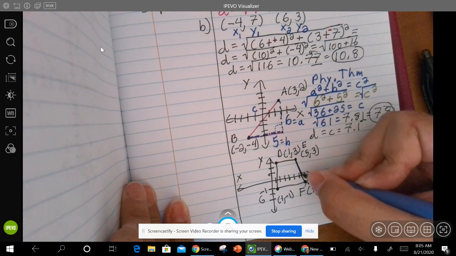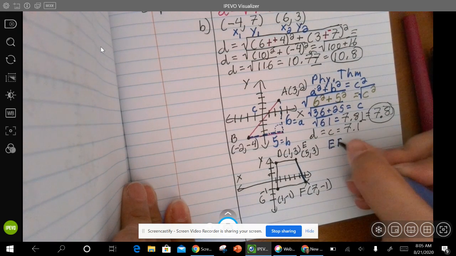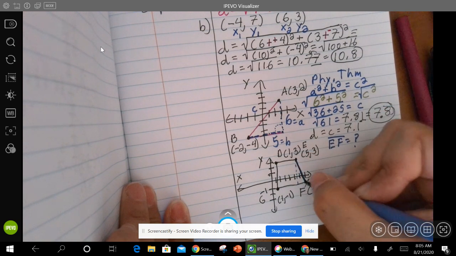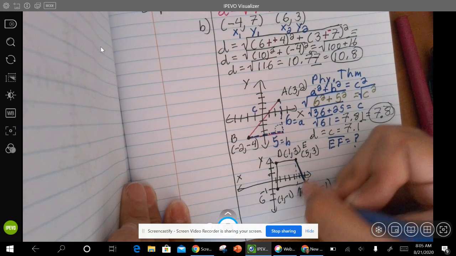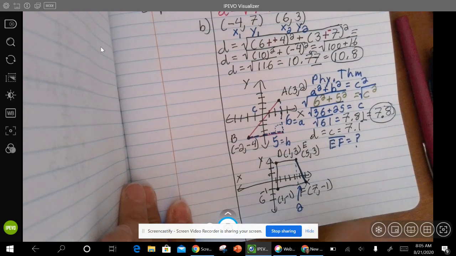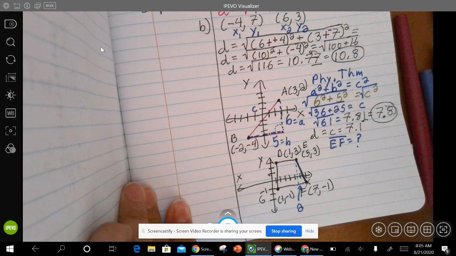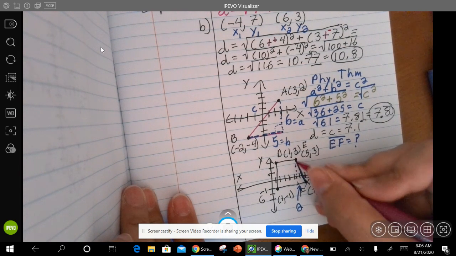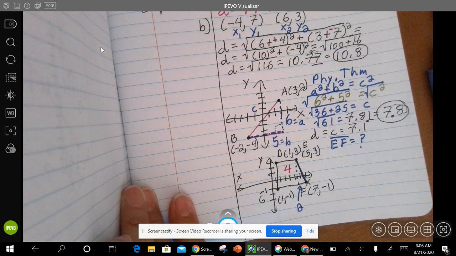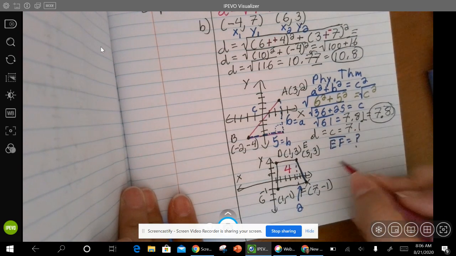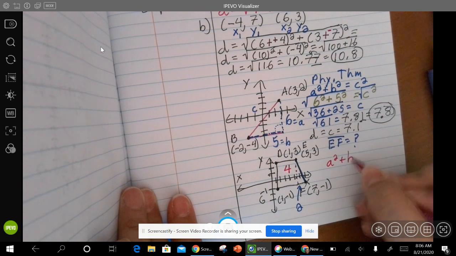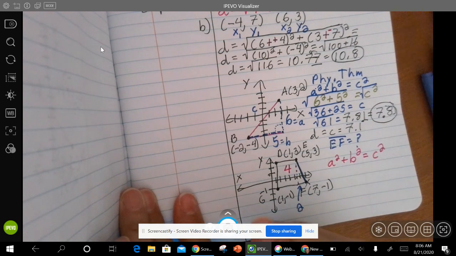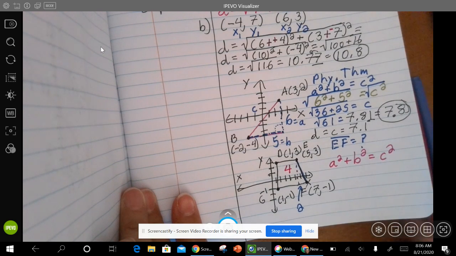So if we wanted to know the length of EF, so we wanted to know what that is. Okay, so if I go over 1, 2, so that distance right there, everybody, I counted over 2. And then I'm going to count up. So we're going to go 1, 2, 3, 4. So that distance right there is 4. Okay. So again, everybody, we can use Pythagorean theorem. So the sum of the squares of the legs of the right triangle are equal to the square of the hypotenuse. For a right triangle, we call the sides legs.